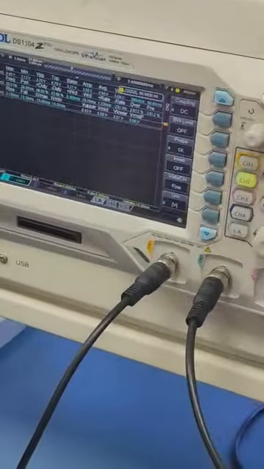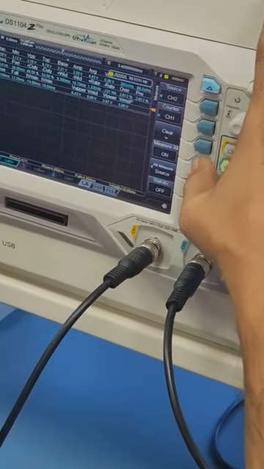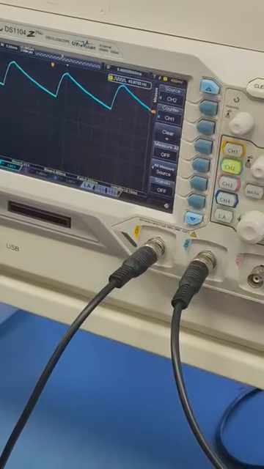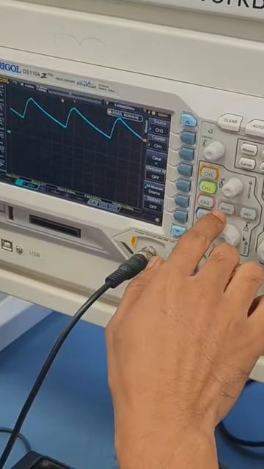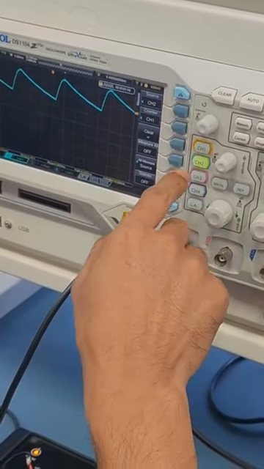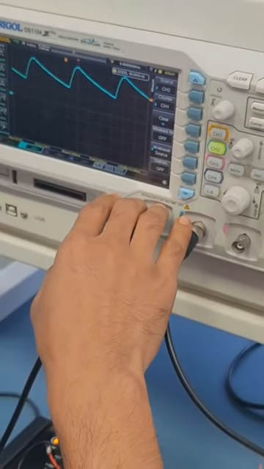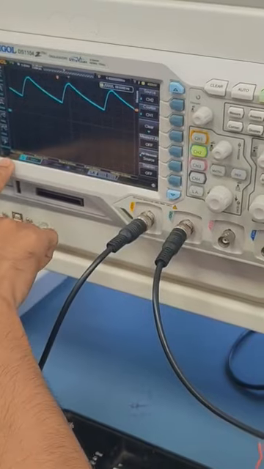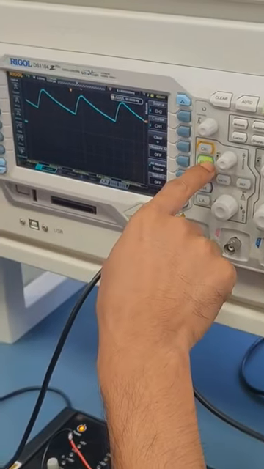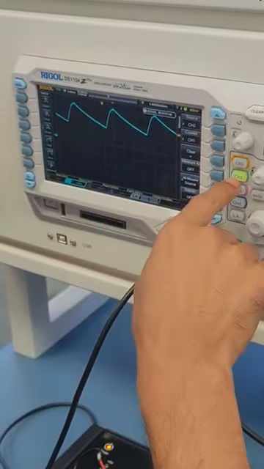So here we are trying to measure what? We are trying to measure the ripple factor. So first we will measure the VDC through the use of this waveform. I've turned off channel 1. For channel 2, we will be measuring the VDC.